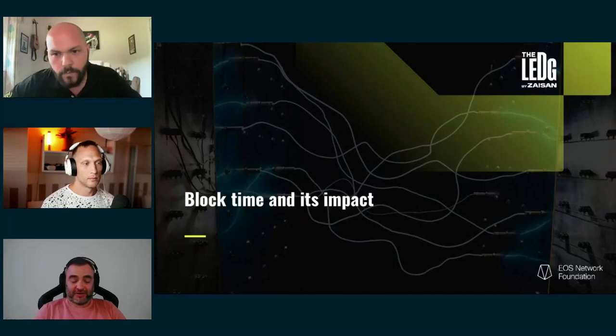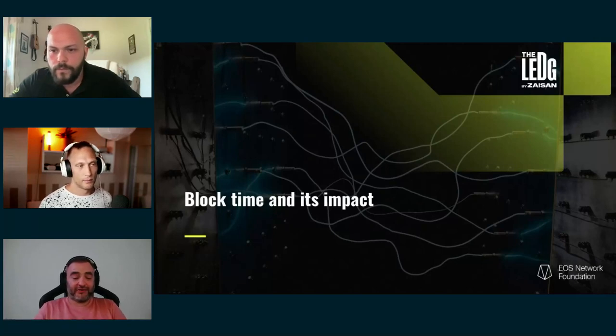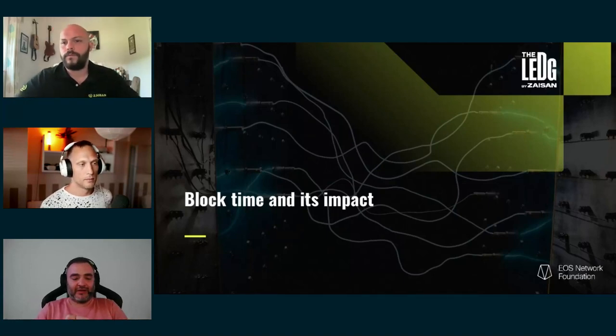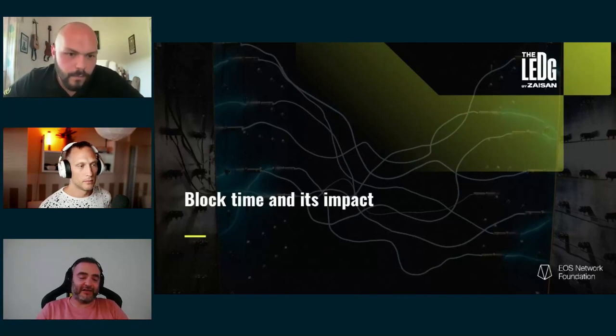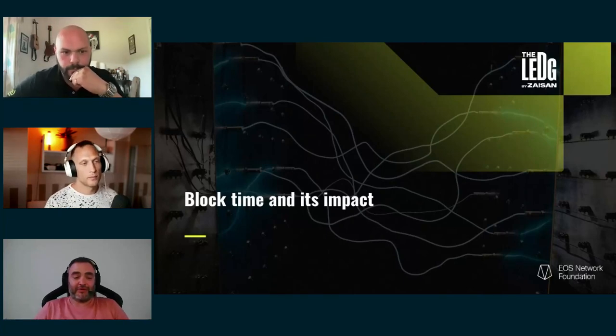will impact the EVM directly. Because when Nathan was explaining how the transaction flow works, every EVM transaction is wrapped around an EOS transaction. So basically, you end up running an EOS transaction that executes on the EVM smart contract. So by the time we get instant finality, you will get instant EVM transaction finality. So that's a really good value proposition.